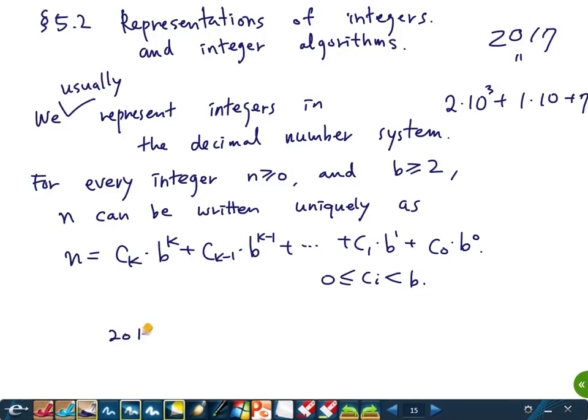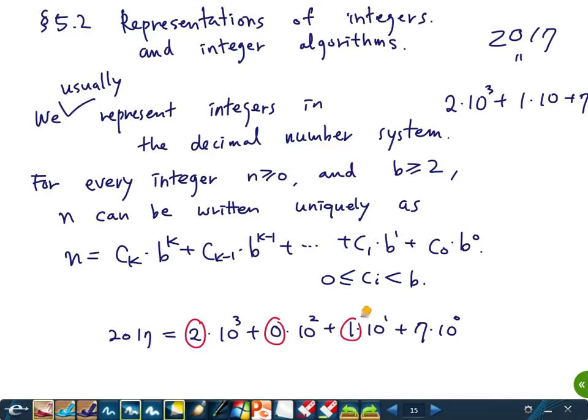Like 2017 is represented as 2 times 10 cubed, 0 times 10 squared, 1 times 10, and 7 times 10 to the 0, which is 1. So you can see these numbers are all between 0 and 9, less than 10. This is the b equals 10 case, but for any integer b greater than or equal to 2, we can say the same thing.